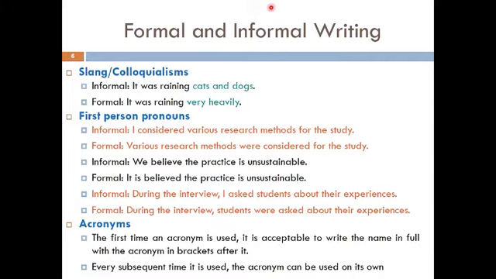Now, when we look at the first person pronoun, when we write informally, we could say: I considered various research methods for the study. While the same sentence can be written formally as: various research methods were considered for the study. You can see that instead of using the first person pronoun, we have reconstructed the sentence to mean: various research methods were considered for the study.